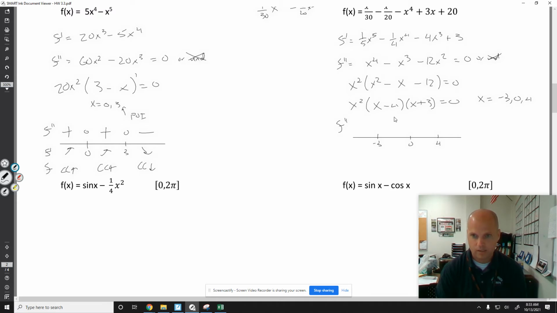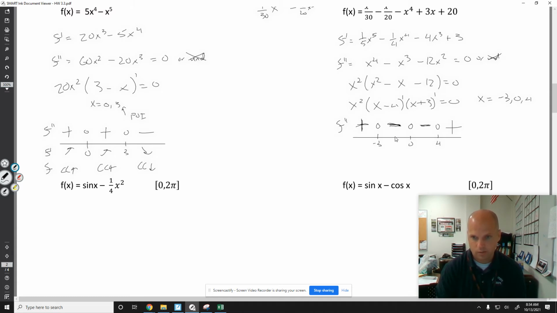F double prime signs. This is where multiplicities help us. Multiplicity is 1, multiplicity is 1, multiplicity of 0 is 2. So let's just check at 5. Positive, positive, positive. At x equals 4, the x minus 4 has a multiplicity of 1, so I will change signs at x equals 4. At 0, I will not change signs because the multiplicity of the x squared is 2. At negative 3, I will change signs. The multiplicity is 1.